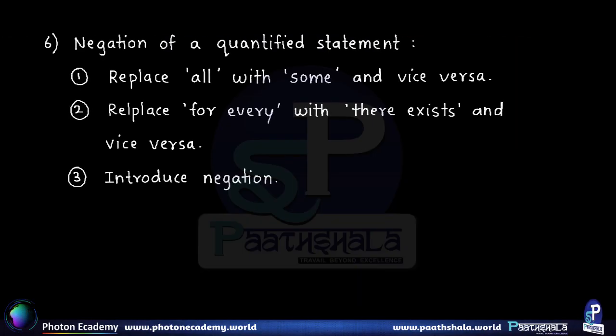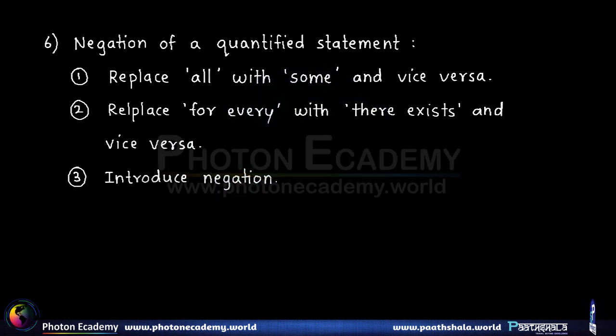Now we see how to do the negation of a quantified statement. If you recall, a quantified statement is one which has quantifiers, and they can be of two types. The first one is the universal quantifier, which stands for the clause "for every", and the other is the existential quantifier, which stands for the clause "there exist". So if the original statement contains either of these quantifiers, then while doing the negation we have to remember the following points.